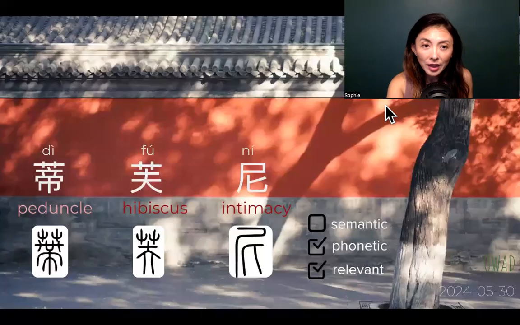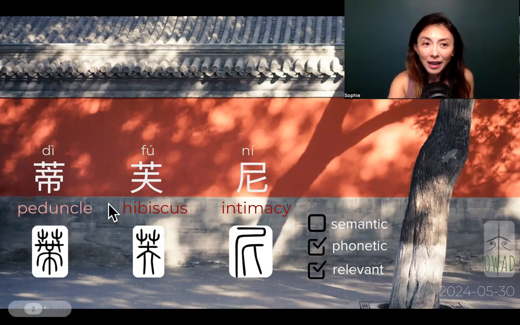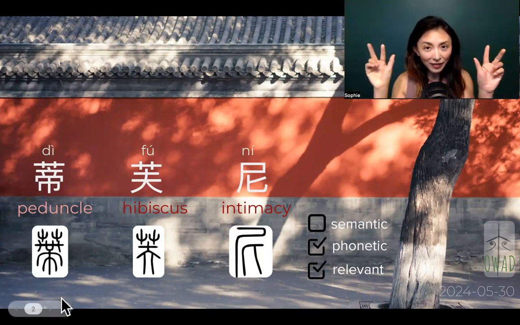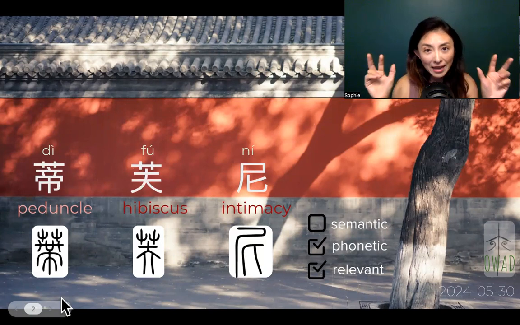Let's dive in today. 地福尼 is Tiffany in Chinese, and you see, they share this thing together. In ancient Chinese, it looks like this. This trident-looking thing is the Chinese plant symbol.